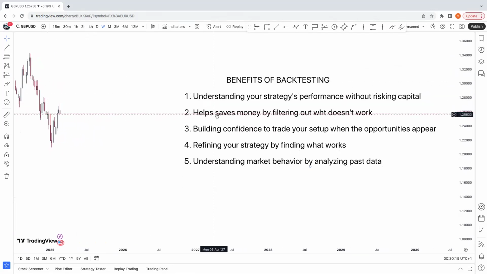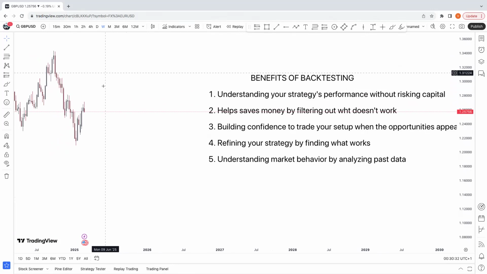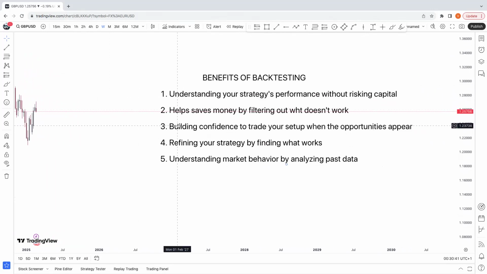Number two, it helps save money by filtering out what doesn't work. This is where it helps you increase your win rate, because it shows you what doesn't work with your strategy. When you've backtested and journaled your strategy and noted all your observations, you get to know the things that don't work. Yes, it is your strategy, but you get to refine it. It helps you save your money as well, you don't make unnecessary losses.